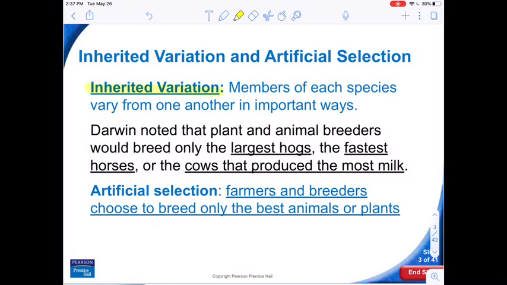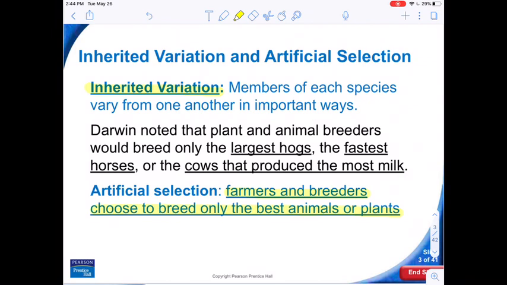And that is what Darwin called artificial selection, meaning that farmers and breeders choose to breed only the best animals or plants. They artificially selected for the best traits, and those are the species that they continued to breed.